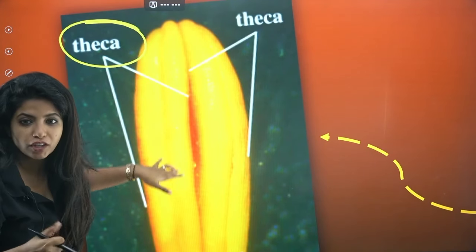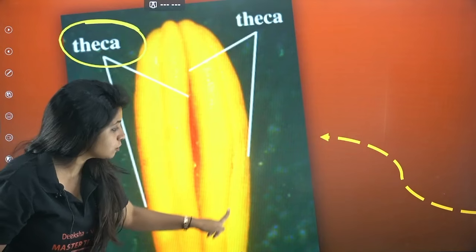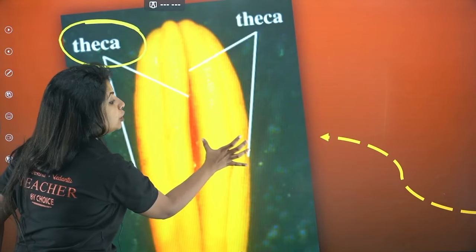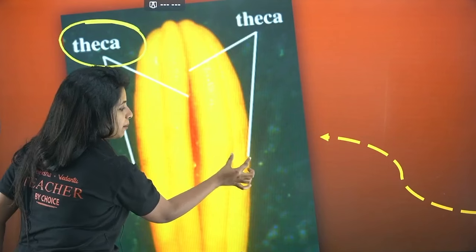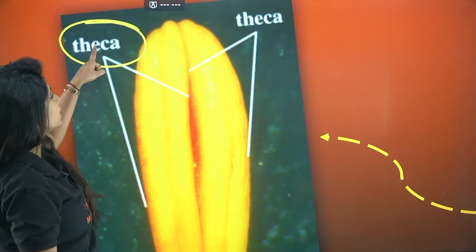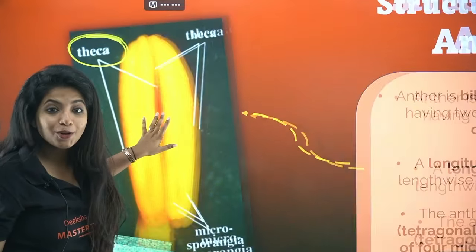Now I am not sure if you are able to see this, but on this side you can see a small ridge. Basically, this ridge is dividing the lobe into two parts. One part, second part. One part, second part. What do you call these parts? You are going to call these parts theca.